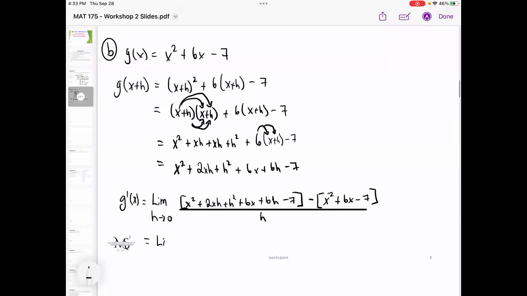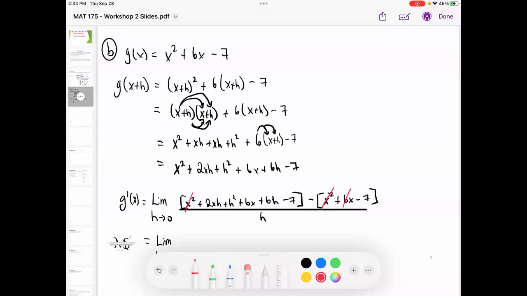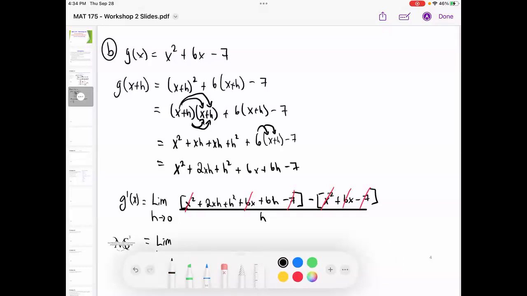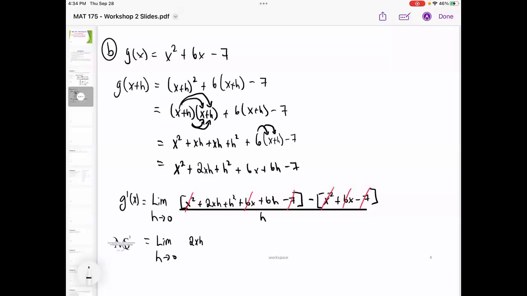Looking at the numerator, you will find that there are terms in common. Namely, the terms you're finding in common are the terms of the original function: the x squared, the 6x, and the negative 7. So all the terms of the original function essentially go away, and what we have remaining is terms that have an h. So that's 2xh plus h squared plus 6h, over h.